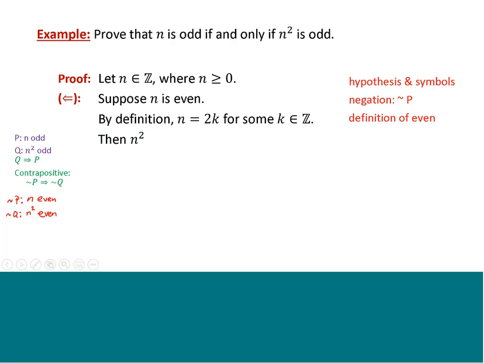Now, any guesses how we should manipulate n squared? Now, remember what our goal is. Let me put that goal over here to the side. If our goal is to get that n squared is even, we need n squared to be 2 times something. So what do you guys think? What can we do to rewrite n squared using only the information that we've written down so far? Don't overthink this.